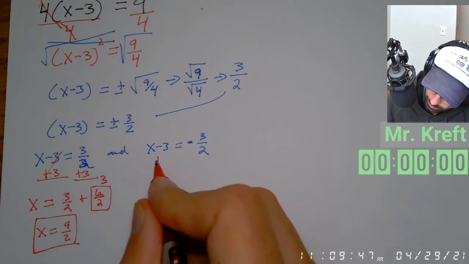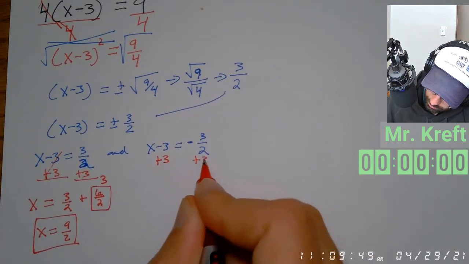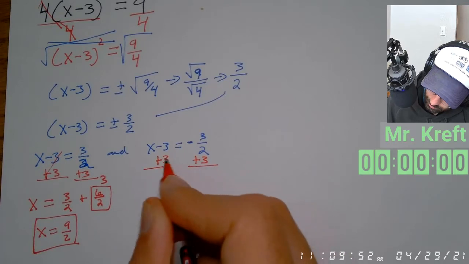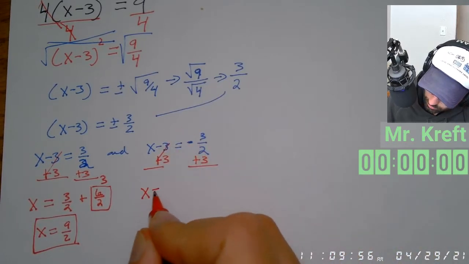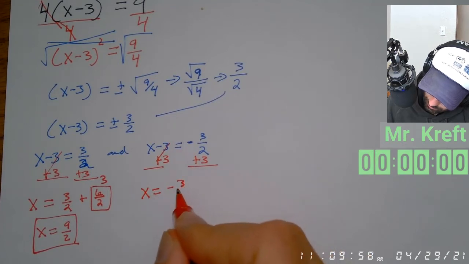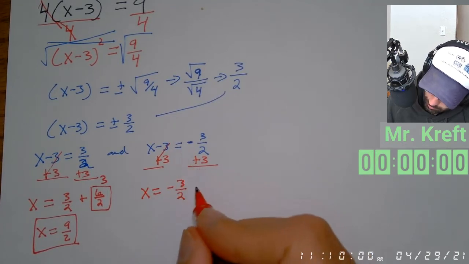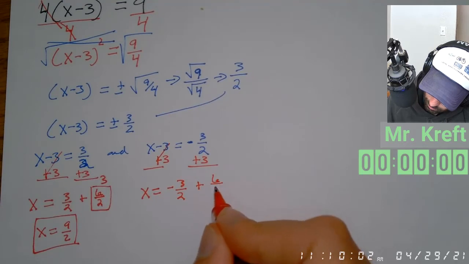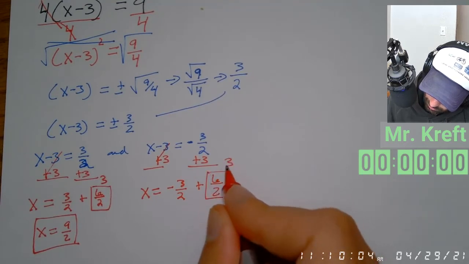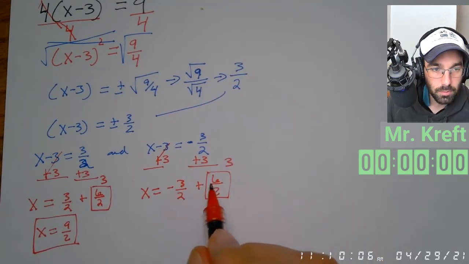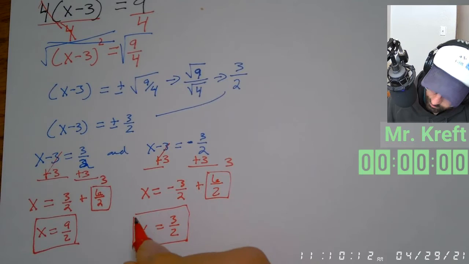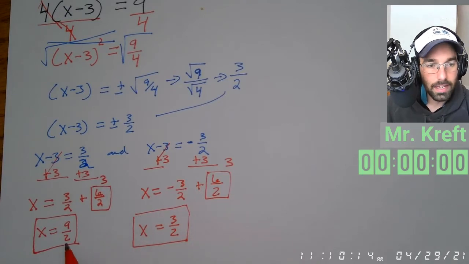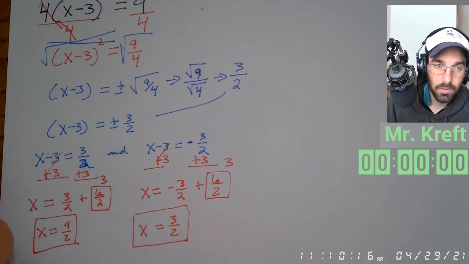And then here on this side, I'm going to add 3 to both sides. So again, you don't have to use a calculator, but I know a lot of you guys are using calculators. So I have negative 3/2, but then 3, remember, can be written as 6/2. This is the same as 3. So this is just negative 3 plus 6, which is 3/2. So those are my 2 answers, 9/2 and 3/2.